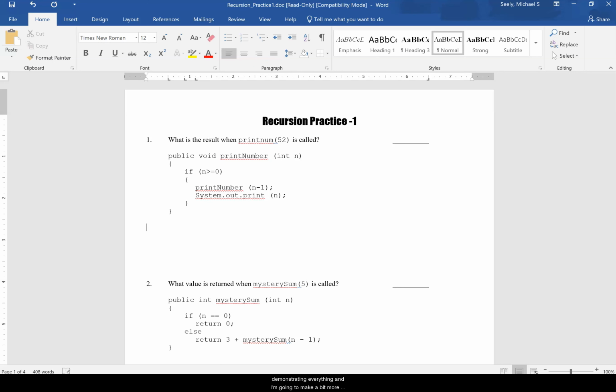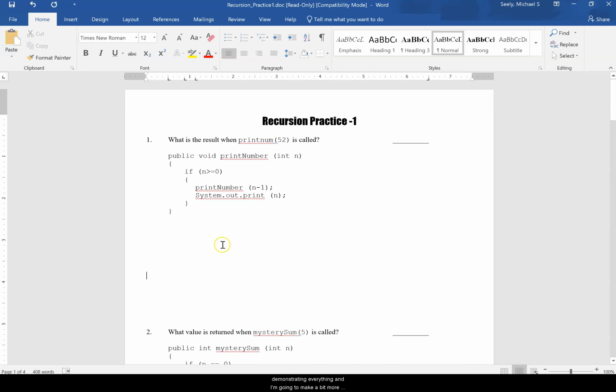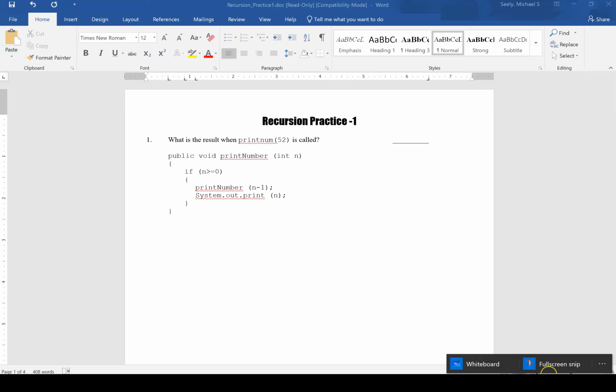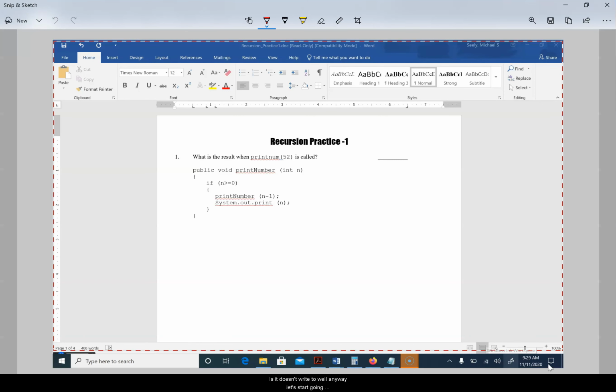This will just be me demonstrating everything, and I'm going to make a bit more room because I've got this electronic pencil that usually just doesn't write too well. So anyway, let's start going through this.